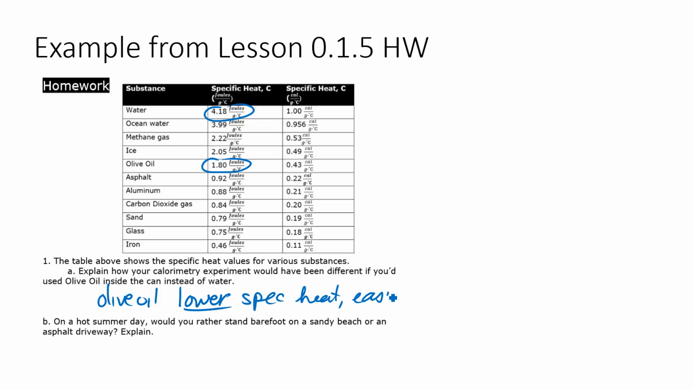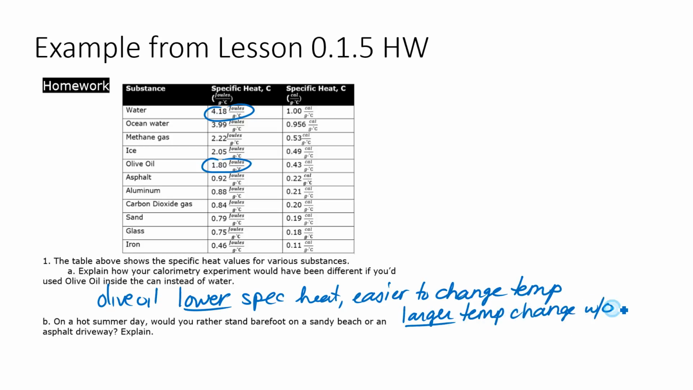which means it is easier to change the temperature. So if you'd applied the same amount of heat energy to a sample of oil instead of water, you would have seen a larger temperature change with the oil. Again, because it has a lower specific heat, it takes less energy to change its temperature. So it's easier to change the temperature.